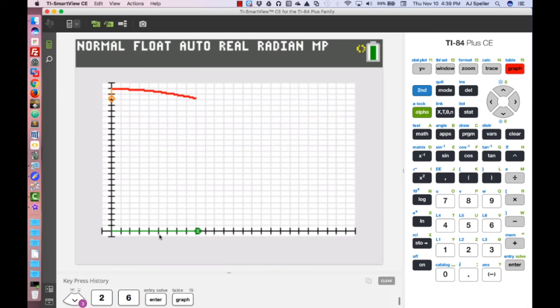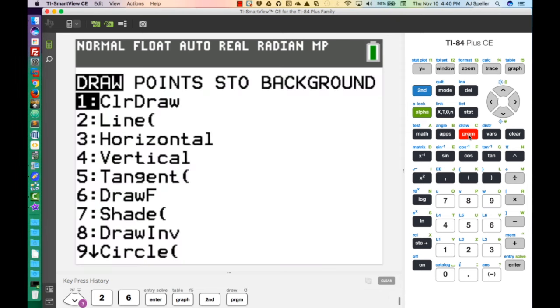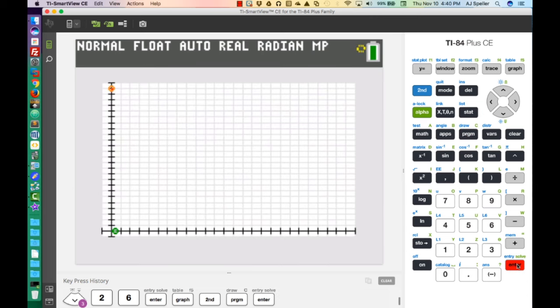What I want you to notice is that the bottom of the ladder is moving at a constant rate, and the top of the ladder is accelerating, so it's getting faster and faster as it approaches the ground. Let's take another look at that so you can focus on it. We press second and then the program button, choose clear draw, and that's going to draw it again, and this is the manner in which the simulation is run.